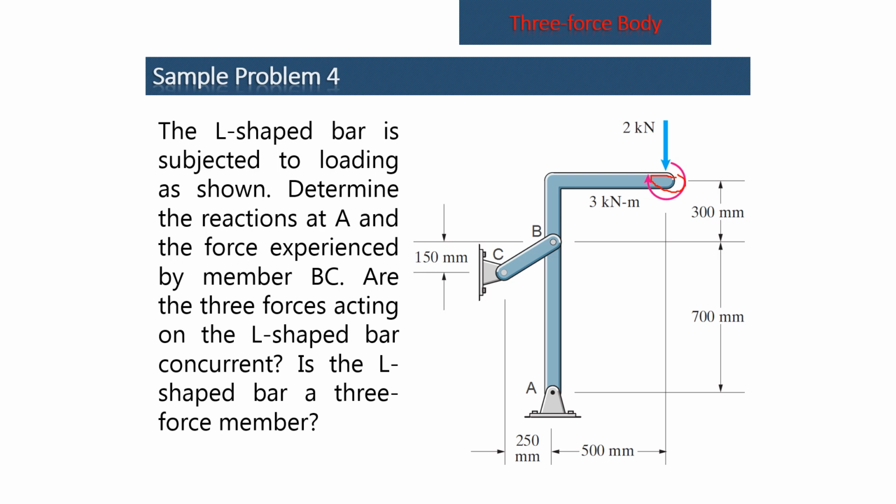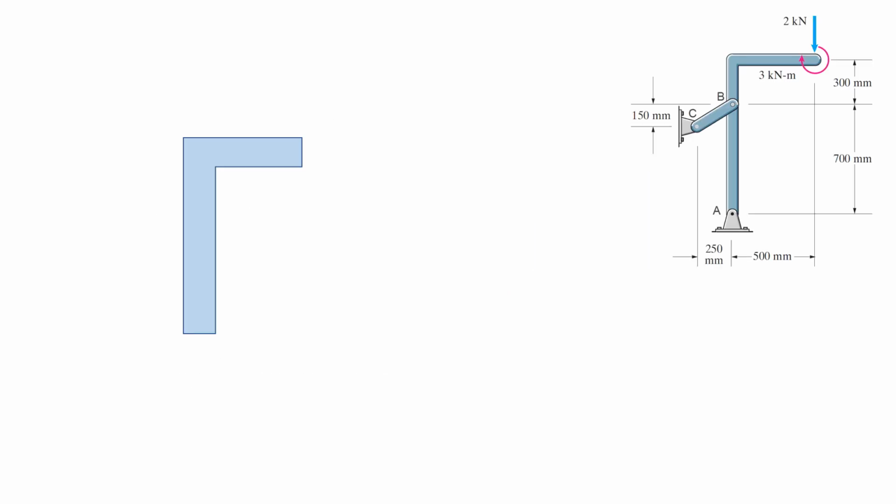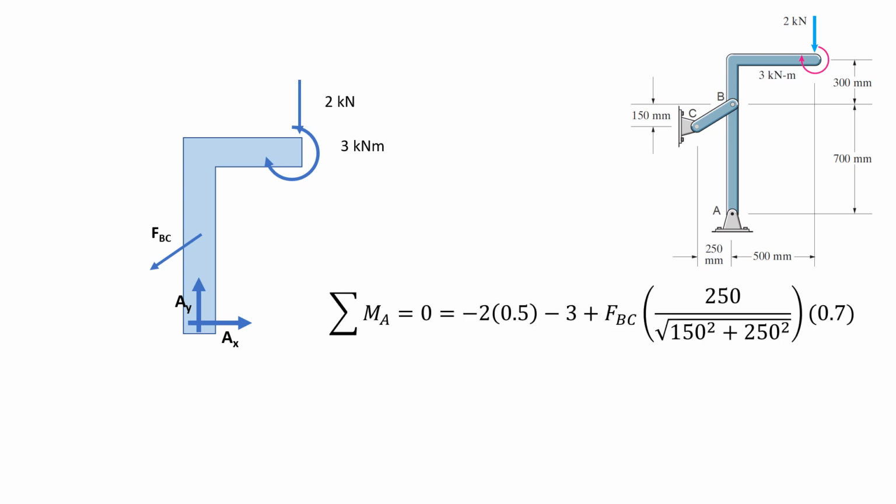So even if you see a pin connection at C, do not put CX and CY. You would be putting FBC with a known angle, known direction. So the FBD of the L-shaped bar has 2 kilonewtons, the 3 kilonewton meter couple moment, FBC, again we assume to be tensile, and then the forces on the pin, AY and AX. So the first thing we do, again, is to sum moment at A to get FBC.